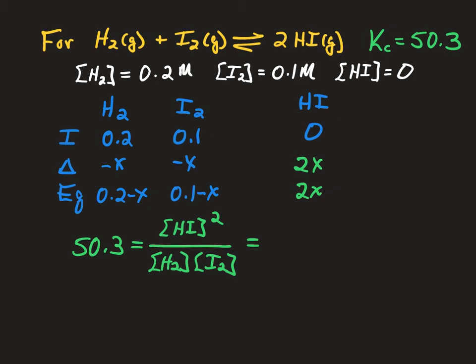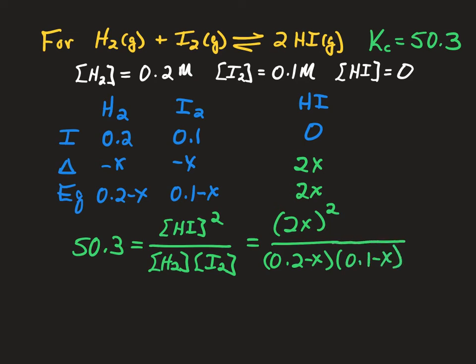So now when we fill in our equation, that's got to be 2x, and then it's all squared, divided by 0.2 minus x and 0.1 minus x. That's the proper expression for that term. When we expand that out, you get an expression that looks like this.